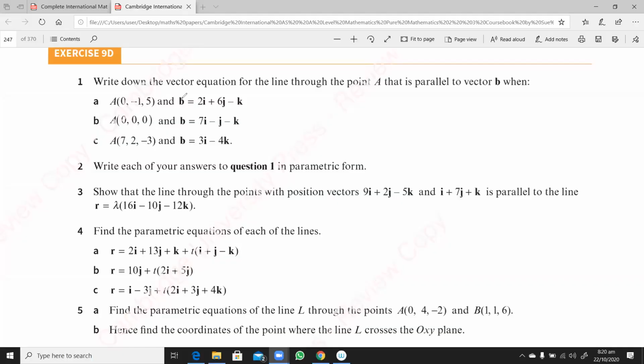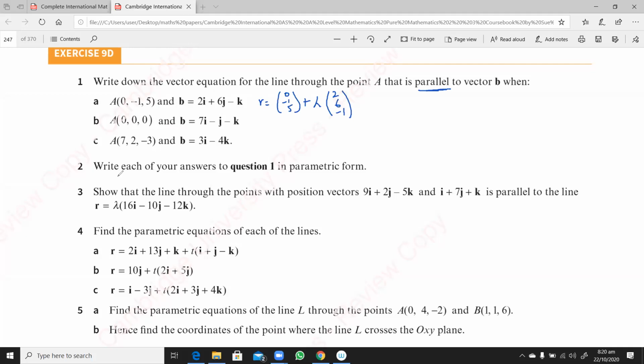In this first question, we have to write down the equation of a line through the point A, and it is parallel to this vector B. So there's no working required. You can simply write r = (0, -1, 5) + lambda(2, 6, -1). So that is the equation of a line that contains a point A and is parallel to this.